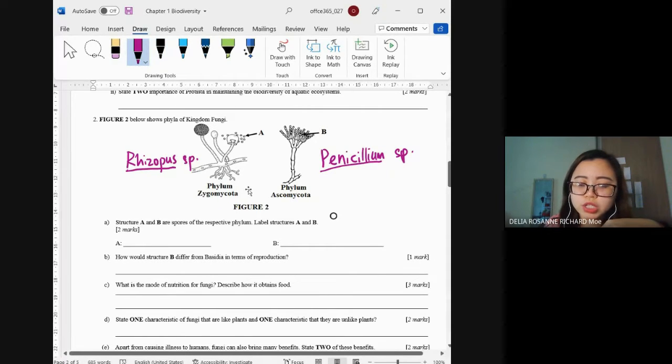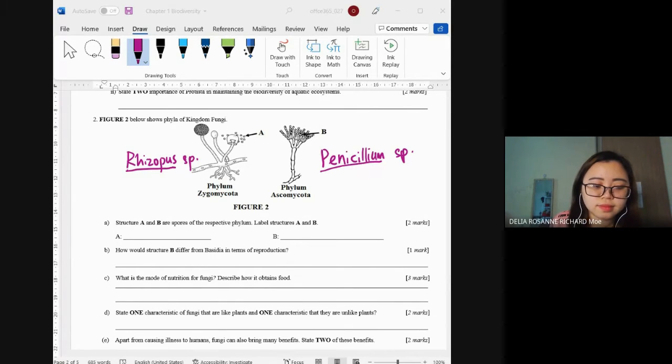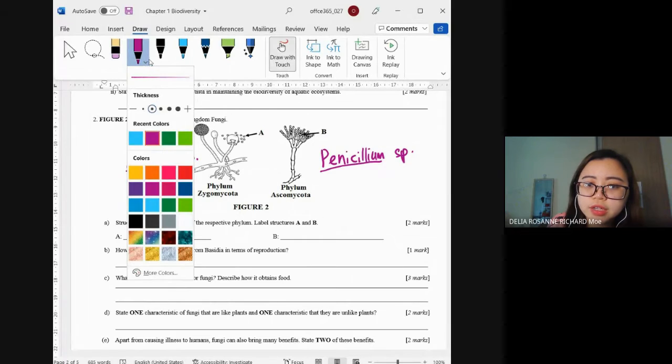Then we can go on to question 2A. Structure A and B are spores of the respective phylum. Label structures A and B. Anybody want to try to answer? What is A and what is B? Okay, Marnie answered in the chat. A is spores. So spores is correct.